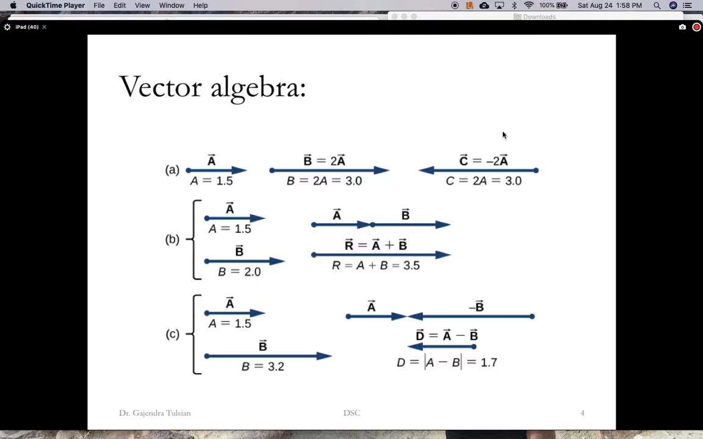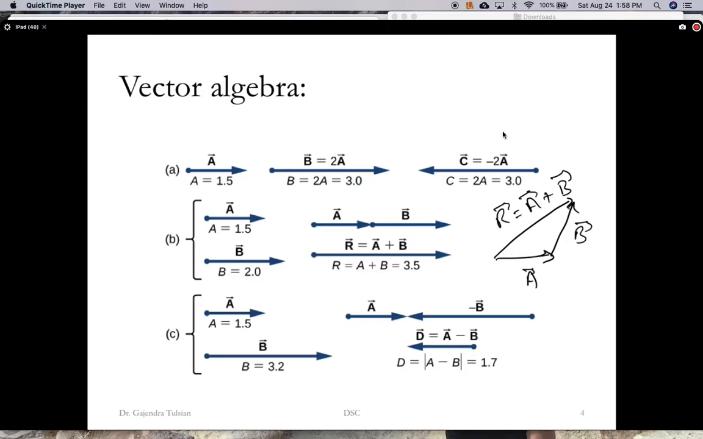Now these are collinear vectors, and that's easy, so let me show you an example. So let's say here's a vector A, and this is a vector B. This would be the sum, equal to A plus B. Of course, these A and B are different from these A and B's. Okay. So that's how you add vectors.